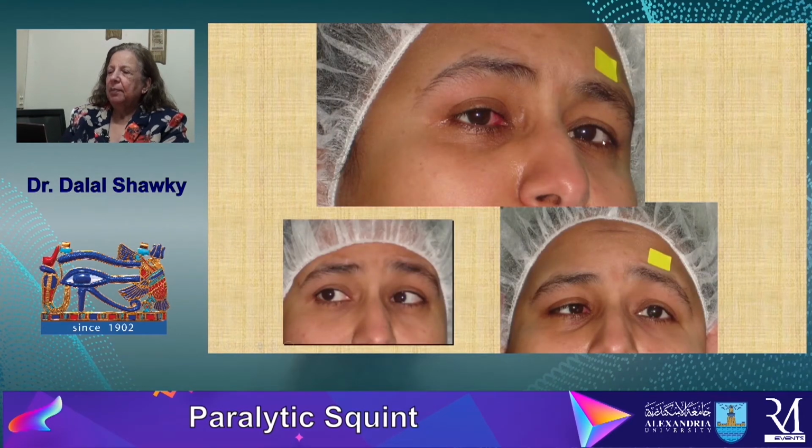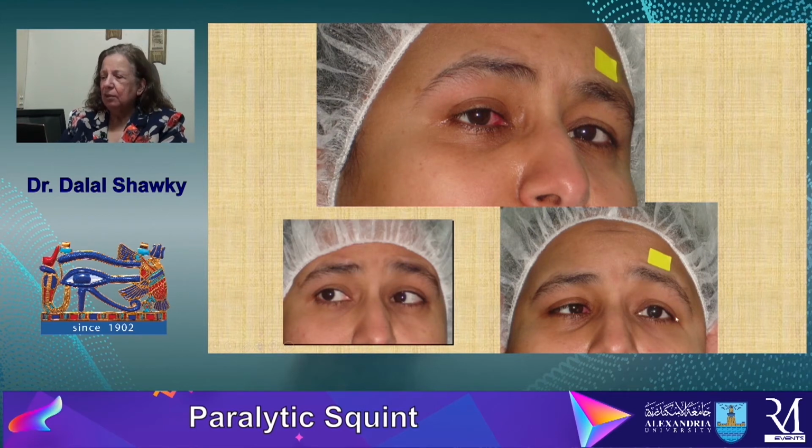Here, a patient with left lateral rectus paralysis. Note the face turn to the left, the direction of action of the paralyzed muscle, left lateral rectus. Make the eyes look to the left, so the face turn is toward the left. We correct the face and then we look at the deviation.